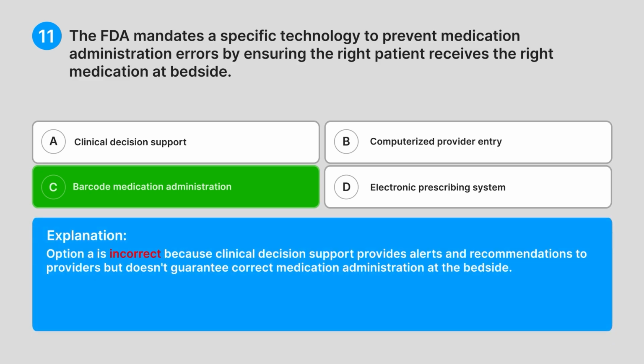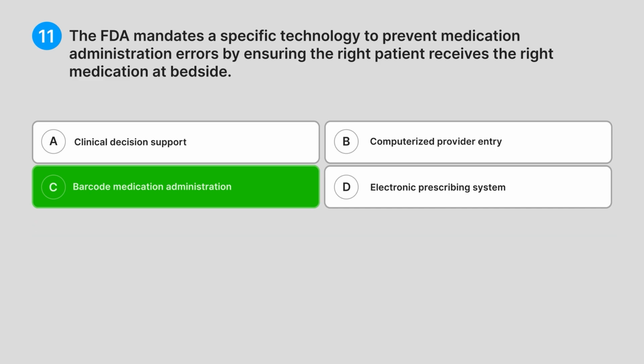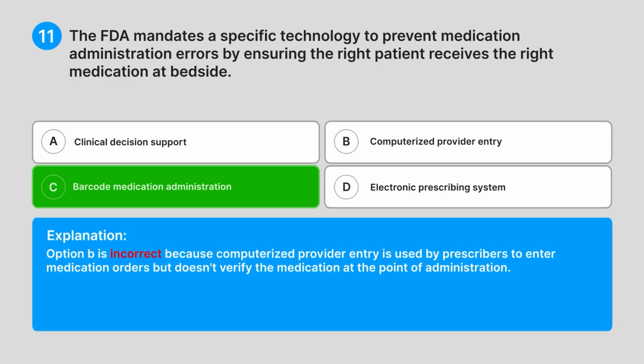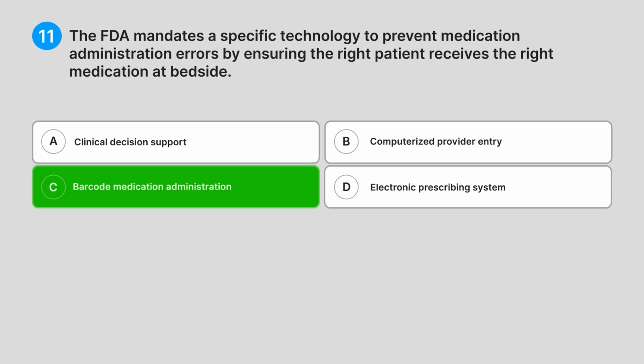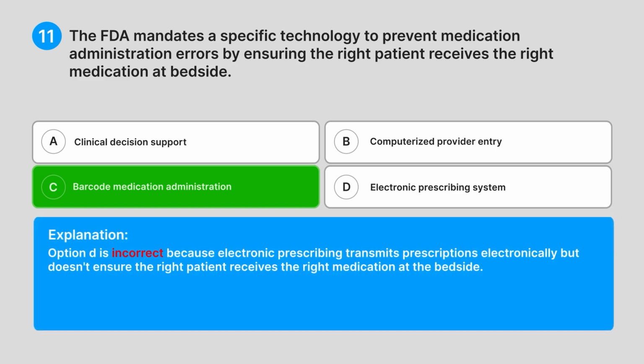Option A is incorrect because clinical decision support provides alerts and recommendations to providers, but doesn't guarantee correct medication administration at the bedside. Option B is incorrect because computerized provider entry is used by prescribers to enter medication orders but doesn't verify the medication at the point of administration. Option D is incorrect because electronic prescribing transmits prescriptions electronically but doesn't ensure the right patient receives the right medication at the bedside.